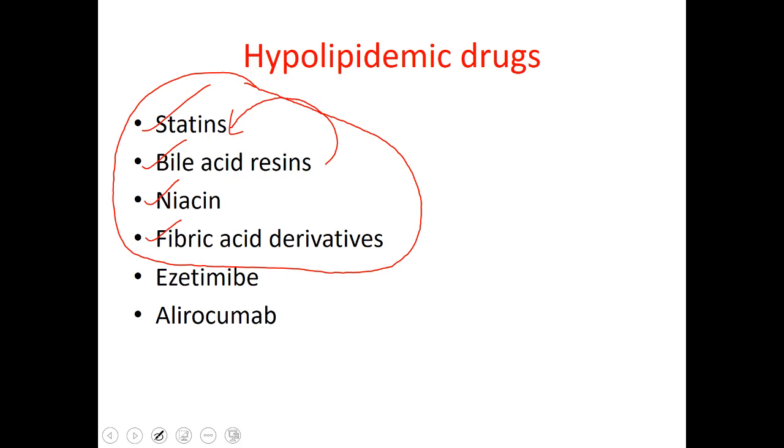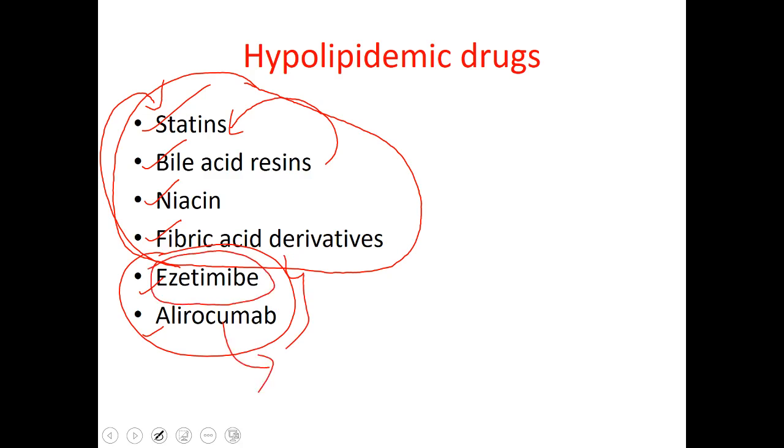So, these are the 4 major drug classes used for treating dyslipidemia, and these 2 drugs are often combined with statins for additional hypolipidemic property. So, they are never given standalone, at least ezetimibe is not given standalone. Alirocumab has one indication as a standalone, meaning it is given alone, not as an add-on therapy, but otherwise usually these 2 are given as add-ons. Let us see the individual drug classes, the first being statins.